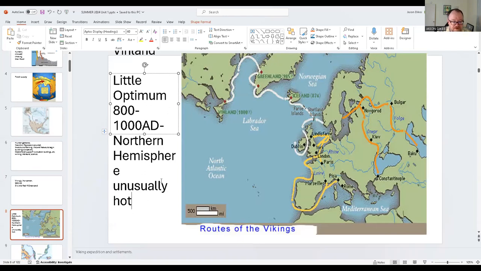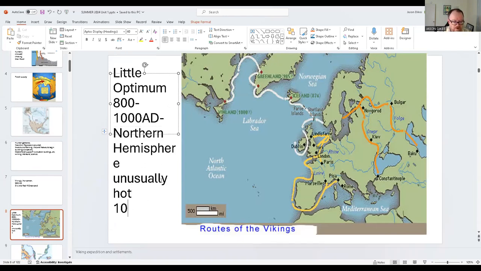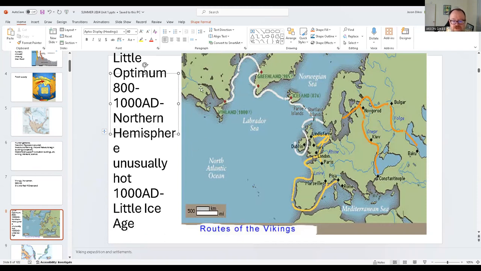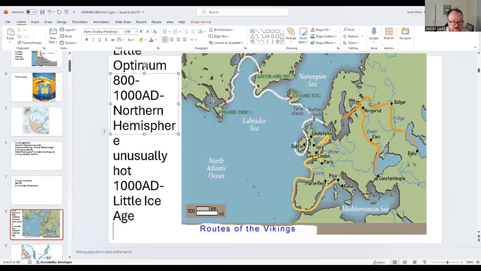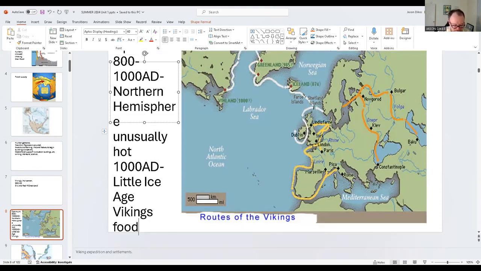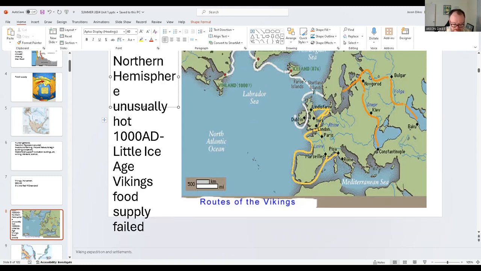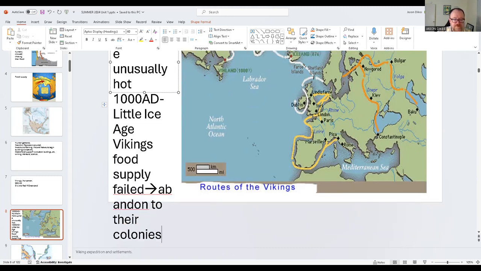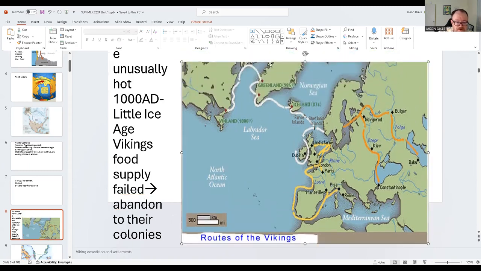So the Vikings were able to scratch out an existence up here because of the weather. The problem, though, for the Vikings is that at about 1000, the temperatures changed again and everything plunged into a little ice age up here in the European area that would last for about 300 years. And so the Vikings' food supply failed, leading the Vikings to abandon their colonies. Once the food supply failed, they could no longer stay in this area, and so they split. Okay.